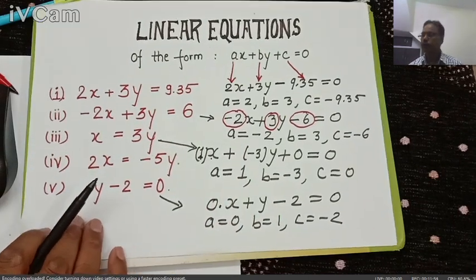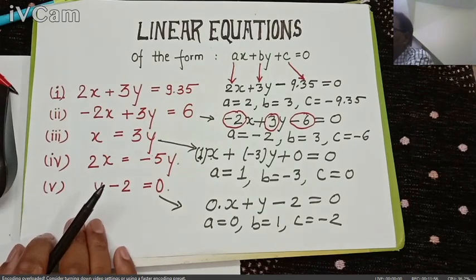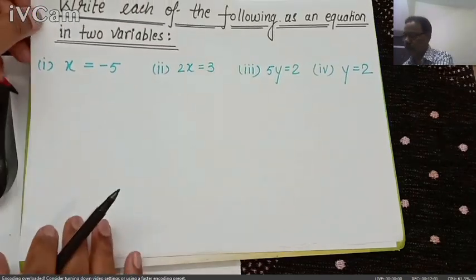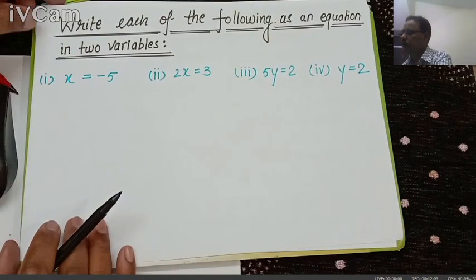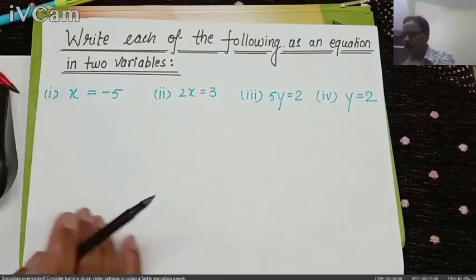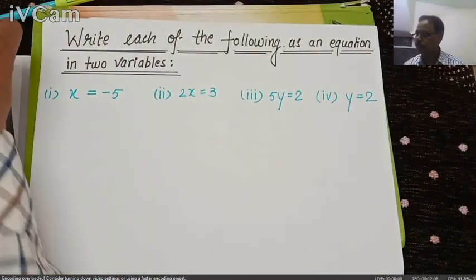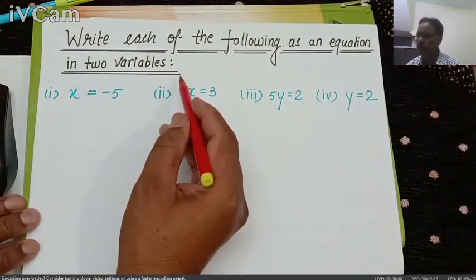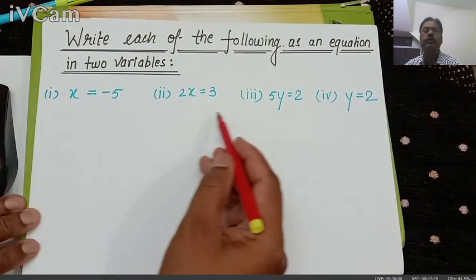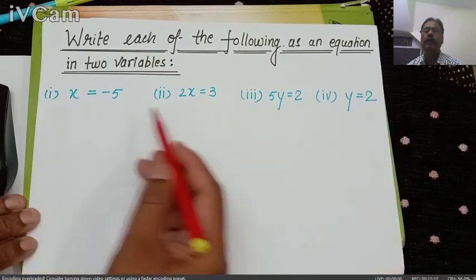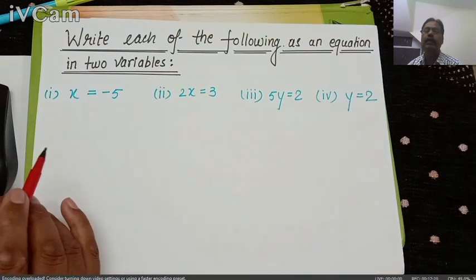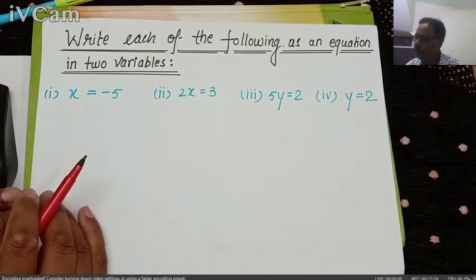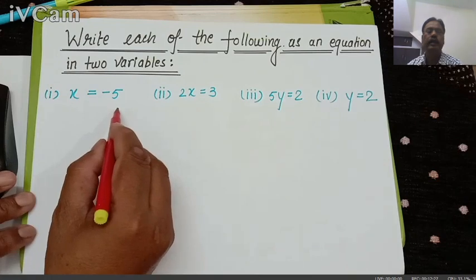Now let us come to the next. Some equations are also having this form. Let us see. Write each of the following as an equation in two variables. All the equations you see here, they are having only one variable, but our standard form is having two variables. So we shall make these equations in that form.